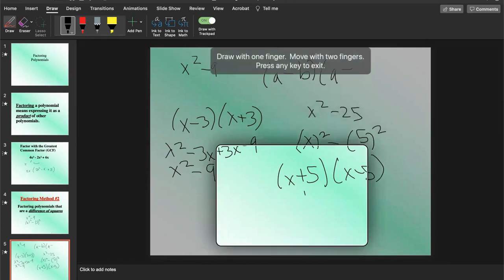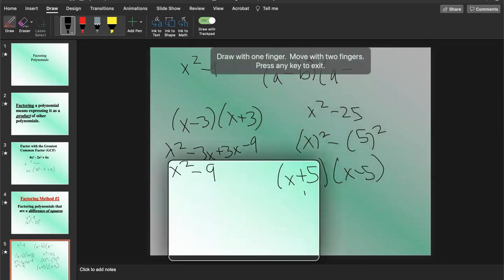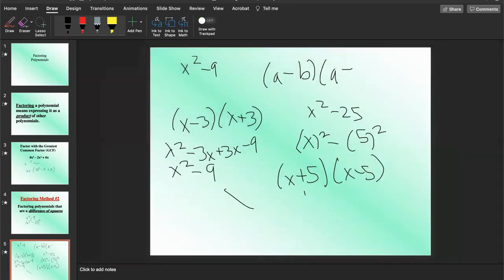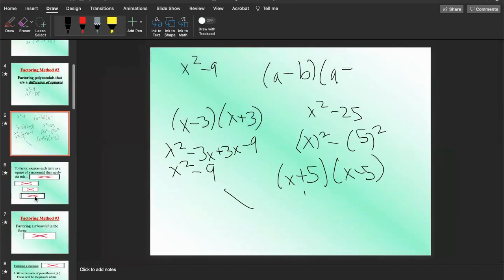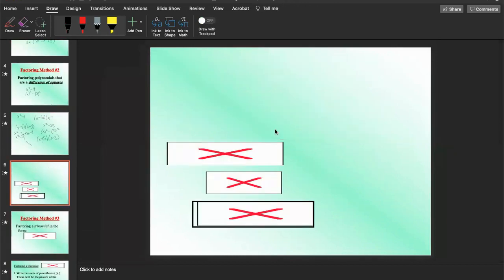So let's probably move down a little. Trying to figure out how to create a new blank slide. Let's actually delete this.